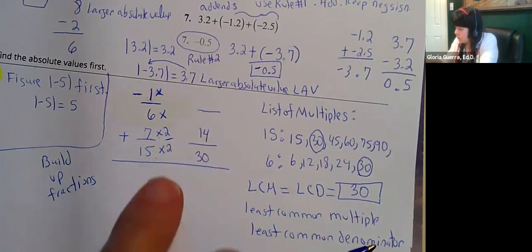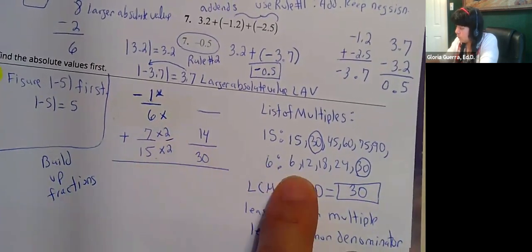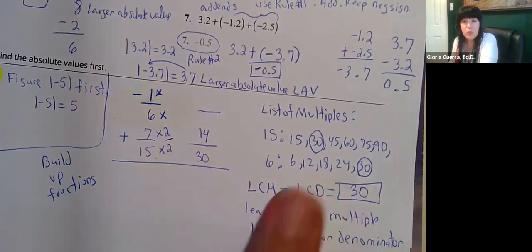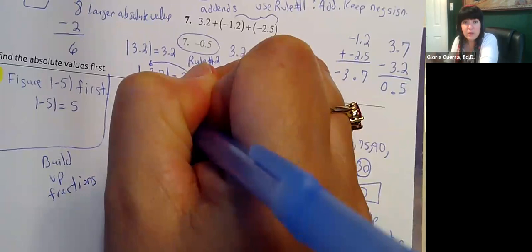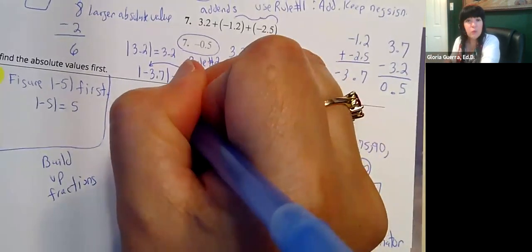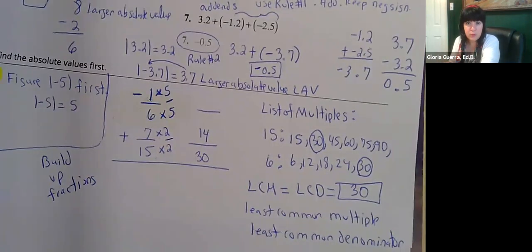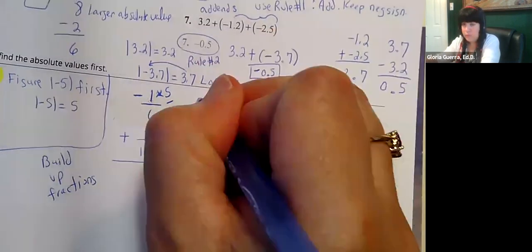Now for the negative 1/6, if I count 1, 2, 3, 4, 5, 6 times what is 30? 6 times 5. So I multiply this times 5. And again, 5 over 5 is 1. It's like you're multiplying by a form of 1. Now here, negative 1 times 5 is negative 5.